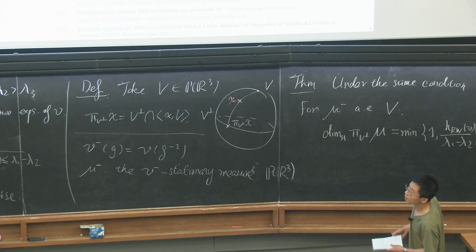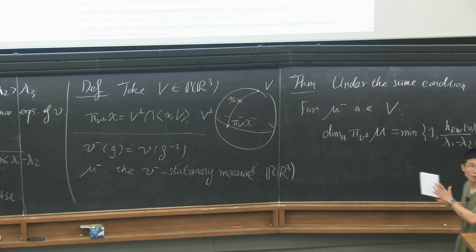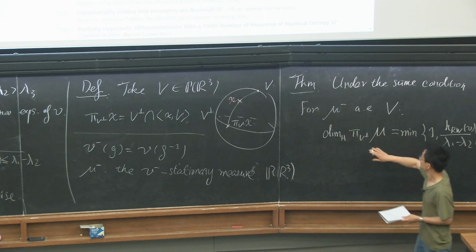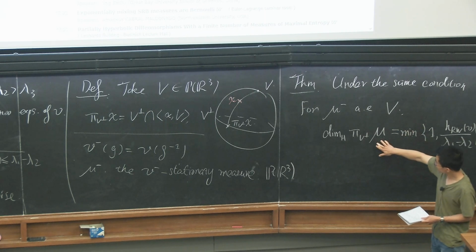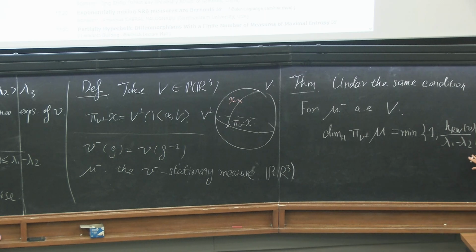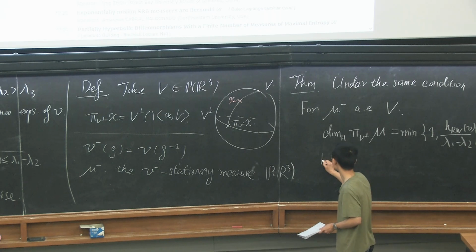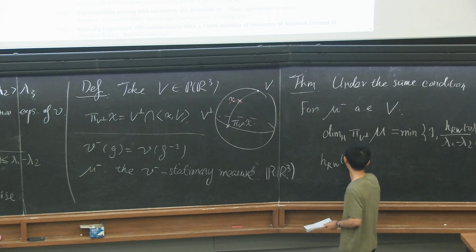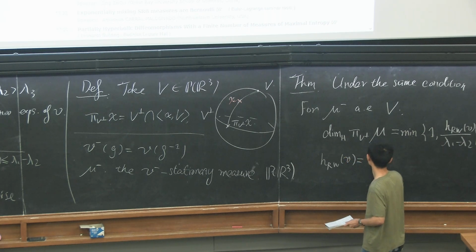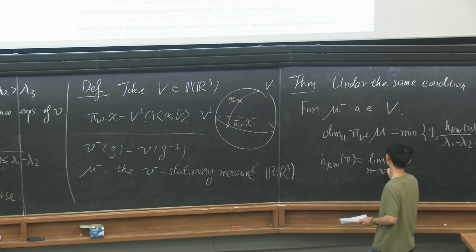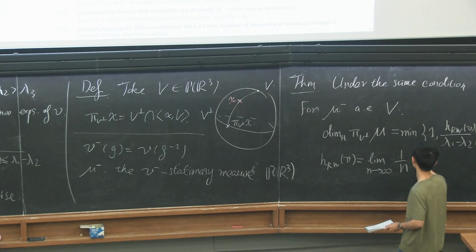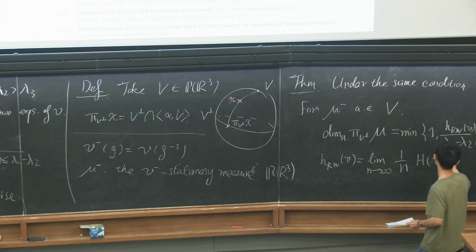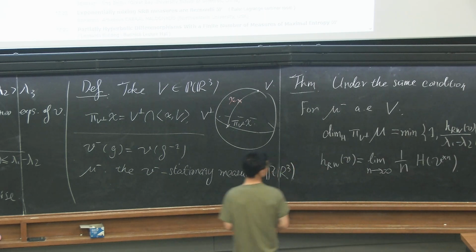So this is the version of the projection for almost every direction given by mu minus. The orthogonal projection of mu has a Hausdorff dimension given by this formula: the minimum of 1 and the random walk entropy divided by the difference of the Lyapunov exponents. Here, recall the random walk entropy is defined this way. It's the limit as n goes to infinity of 1 over n times the Shannon entropy of nu convolved n times.